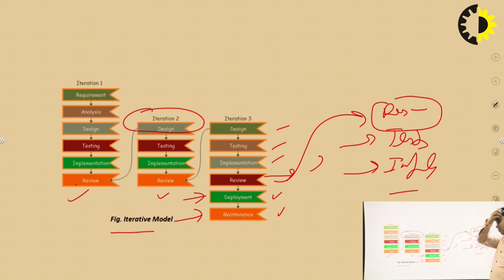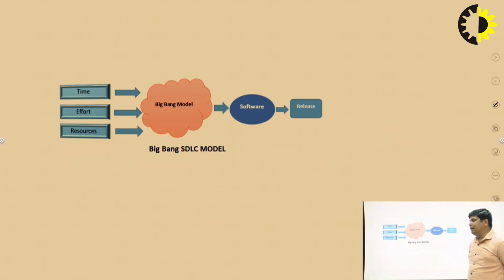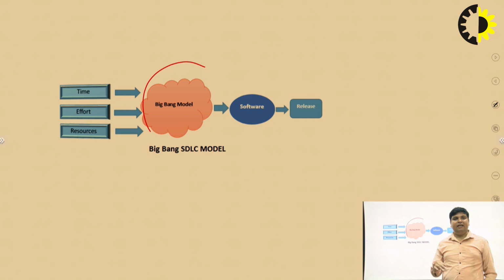So this is the iterative model, and this is the Big Bang SDLC model. In this model, there is no need for requirements, no need for designing, no need for testing. We just give our time, efforts, and resources and start our development. There is no need for requirement analysis and gathering user inputs, customer inputs, and there is no need for designing, and we just use our time, efforts, and resources, start developing the software directly, and finally we release the software.